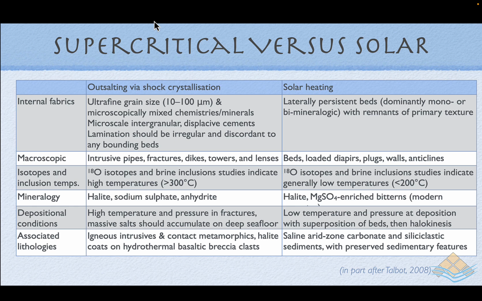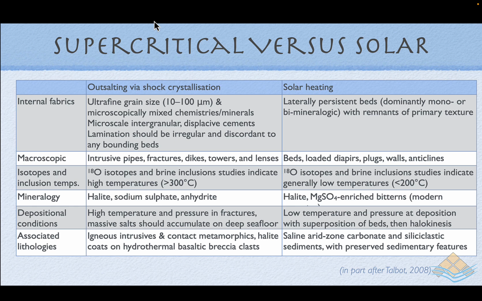At the macroscopic scale, they'll tend to occur within intrusive pipes, fractures, dikes, towers, and lenses. They will have stable isotope signatures and brine inclusions that indicate high temperatures of formation in excess of 300 to 350 degrees, and they'll be dominated by the dominant salts in seawater, namely halite, sodium sulphate, and anhydrite. Depositionally or precipitationally, they'll form under elevated conditions of temperature and pressure in fractures.